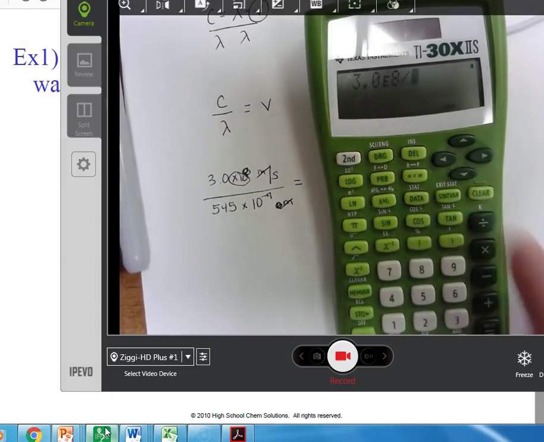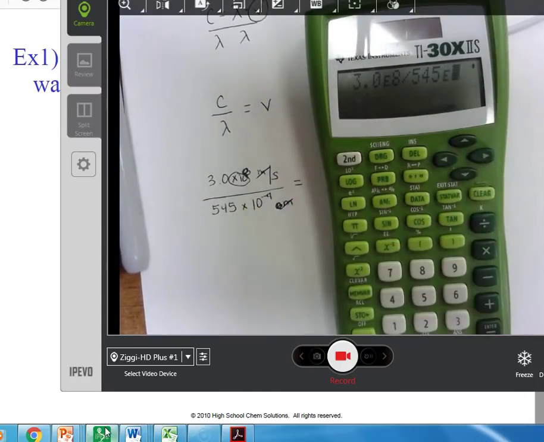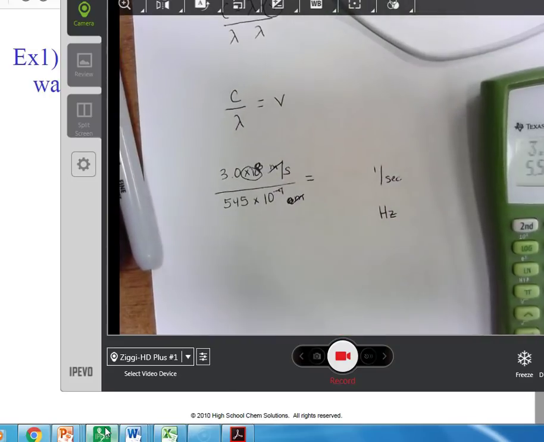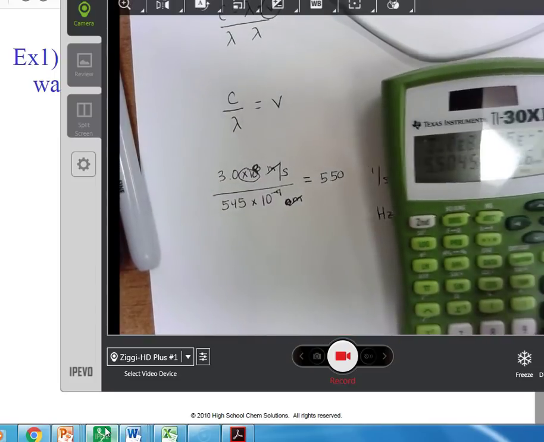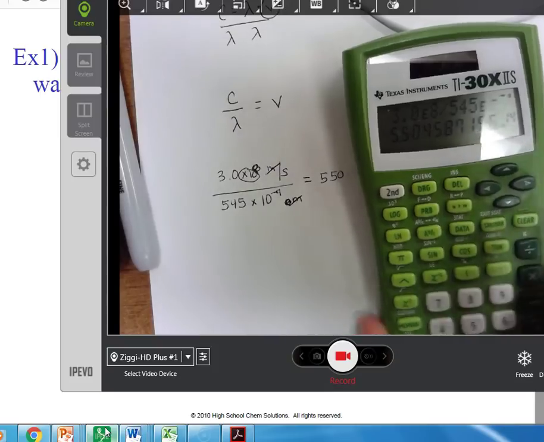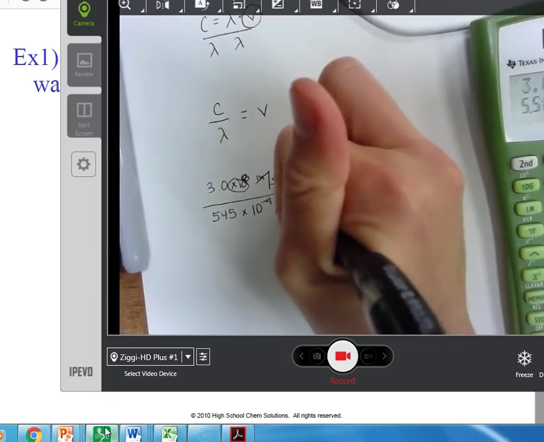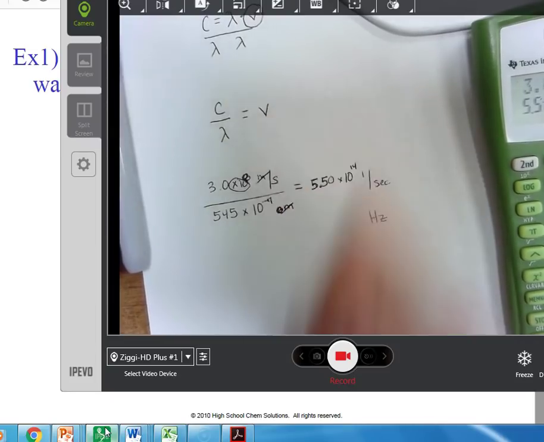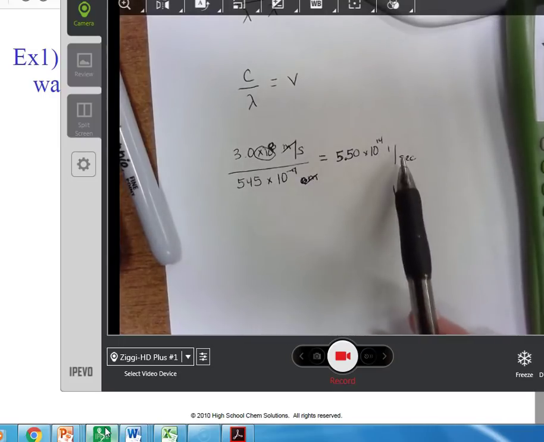Then we're dividing by 545, and again there's some scientific notation. So I press that double E button, and then I just put the exponent, and then it calculates. My answer here is 5.50, and then you have to look for scientific notation on the end of your calculator, times 10 to the 14th. 5.50 times 10 to the 14th hertz is my answer, or 1/s.